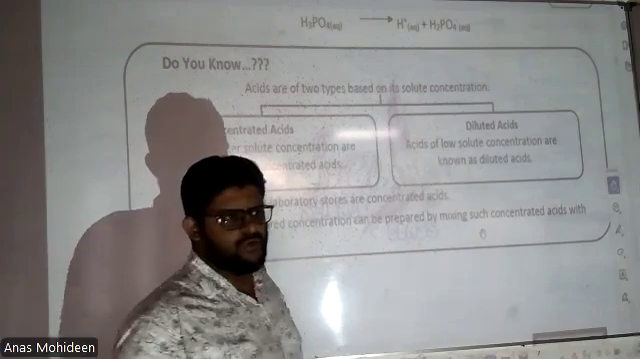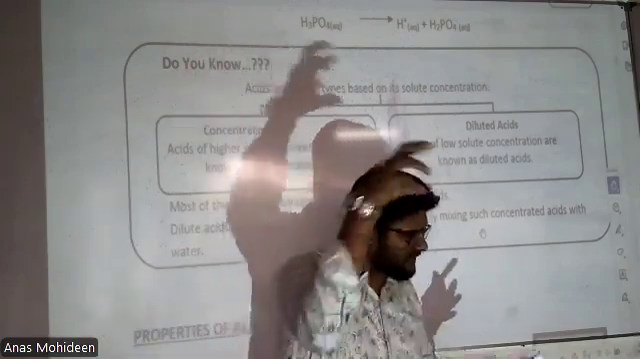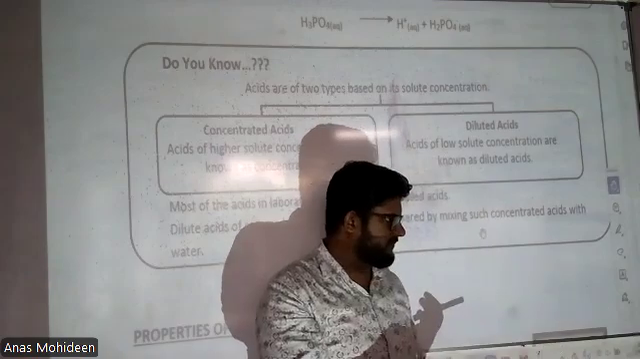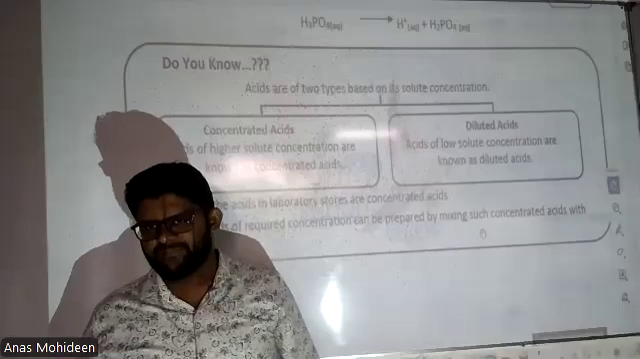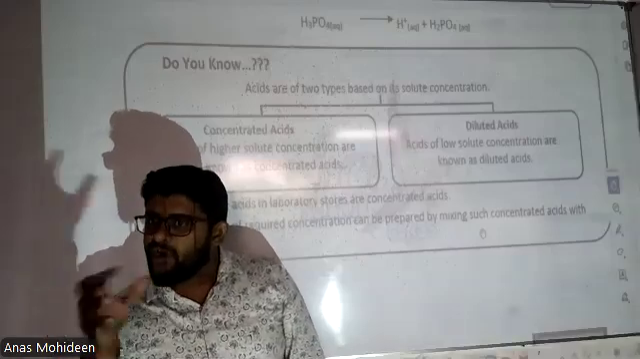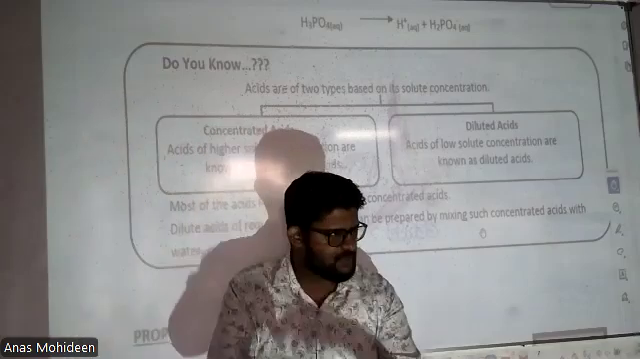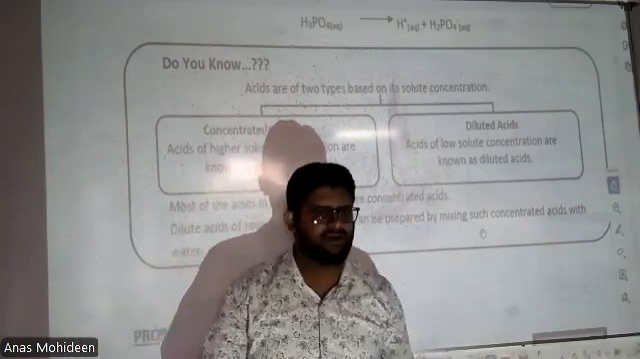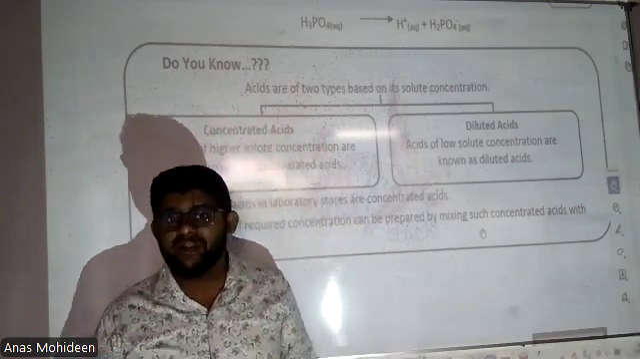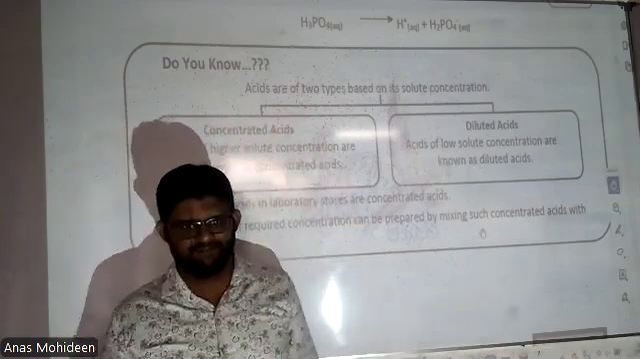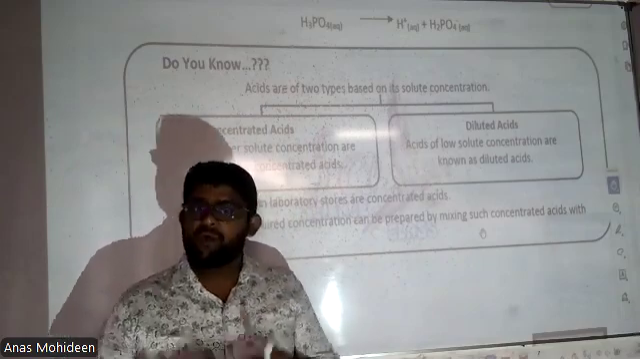When you come to a solution, a solution contains solute plus solvent. Solute is what you add. Solvent is where you add. Mainly we are using water. If water concentration is more than the solute, only a small amount of solute added to a big amount of water, then this is called diluted. Why diluted? More water present, more solvent present. It's diluted.